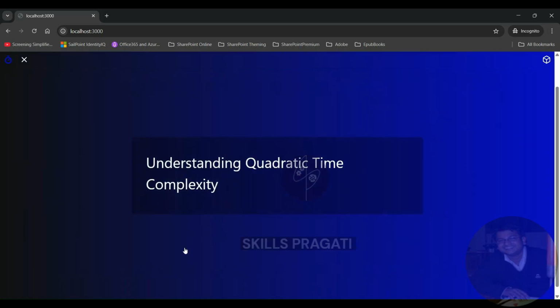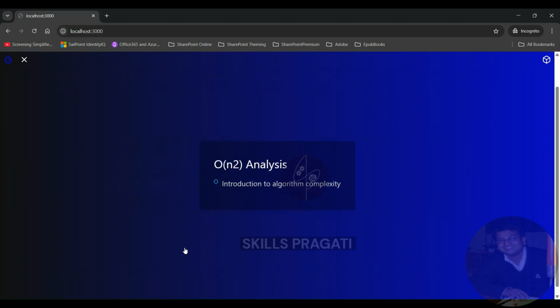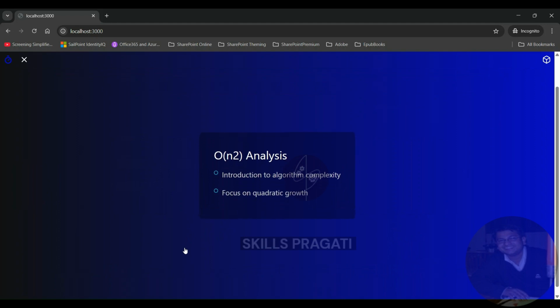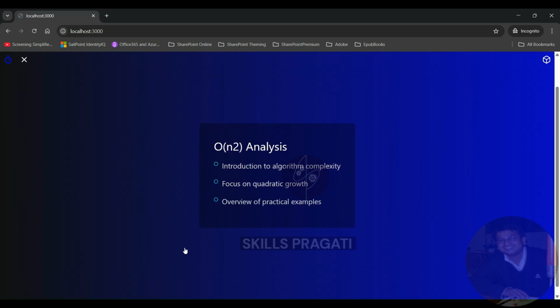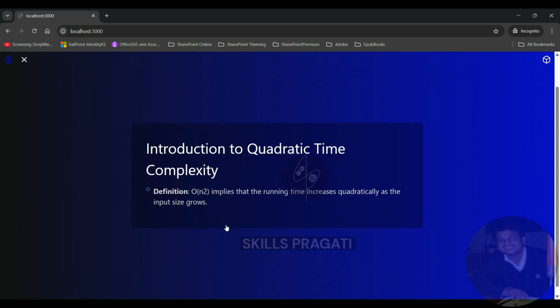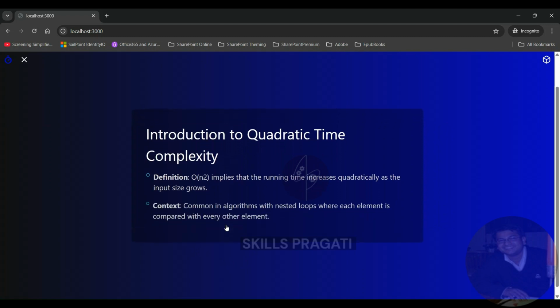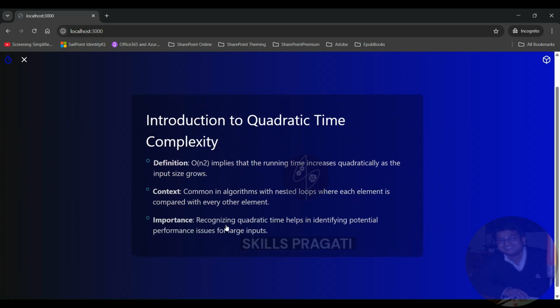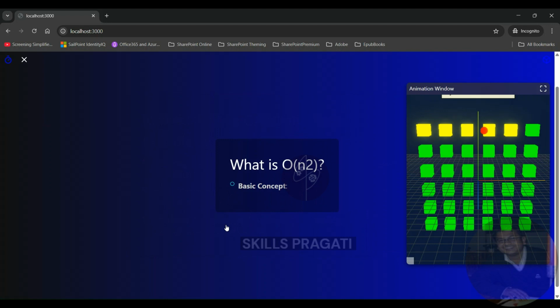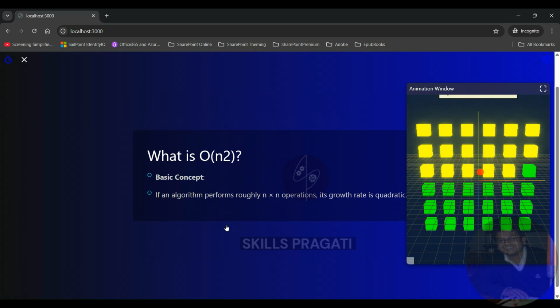In this session, we'll introduce algorithm complexity with a focus on quadratic growth, review practical examples, and discuss the real-world impact of such complexity. Let's begin by defining quadratic time complexity. Big O of n squared means that as the input size increases, the running time of an algorithm grows quadratically. This situation is common in algorithms that use nested loops, where each element is compared with every other element. Recognizing when an algorithm has quadratic time complexity is crucial because it helps us identify potential performance issues, especially with large inputs.